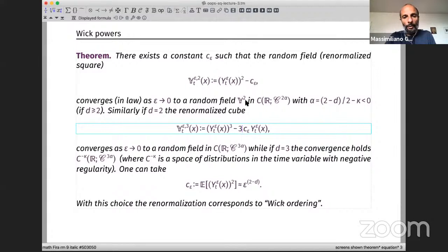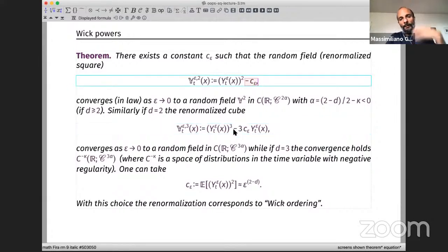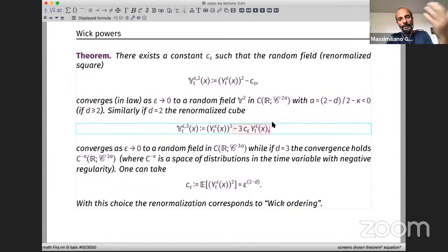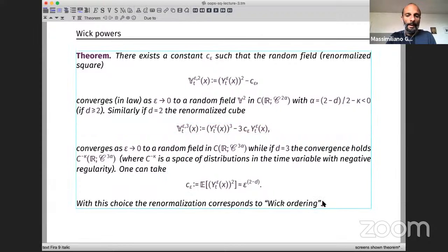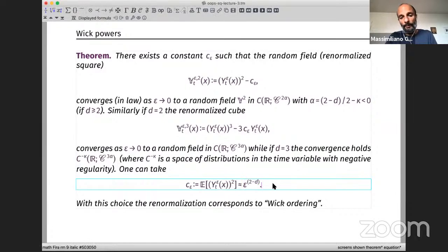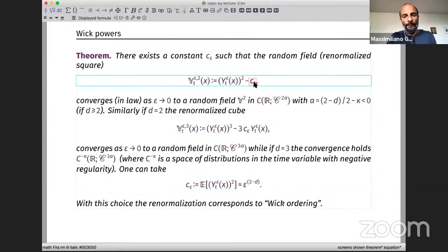Okay, it's not that you are subtracting another diverging quantity. This quantity is diverging more or less in the same way. It has to diverge, okay? And when you choose the constant to be the expectation of the square, this is called Wick ordering, but of course you can choose any other constant which diverges more or less in the same way, plus smaller order terms which are not diverging, and then everything would be fine. So the square and cube are not uniquely defined because you have to make a choice for this constant. There is no unique choice.